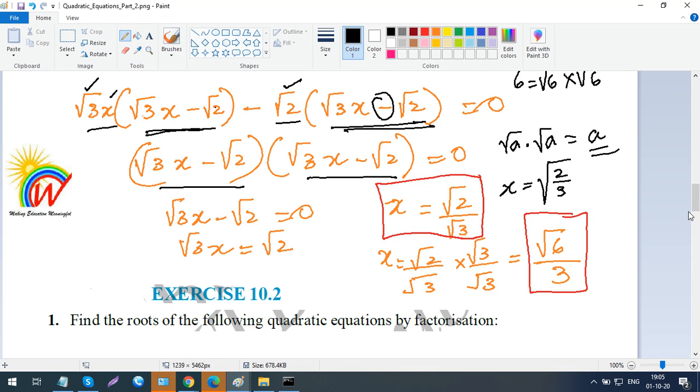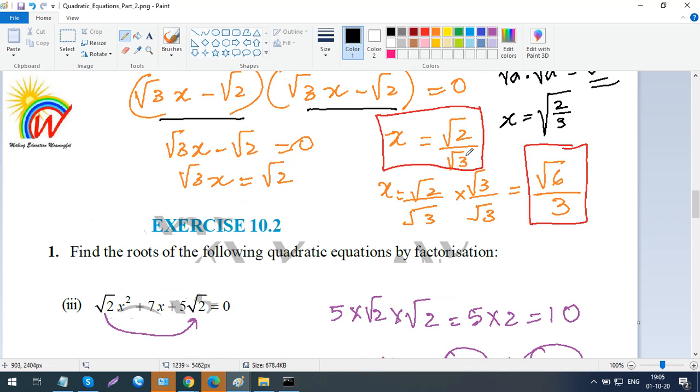But then we usually don't keep the answer with the root in the denominator. So for that, what do you do? Since root 3 into root 3 gives you 3, you multiply it with root 3, but you can't just multiply in the denominator, you'll have to do it in the numerator also. So multiply in the numerator also. So you get root 3 into root 3 as simply 3, and root 2 into root 3 is root 6. So this is the answer.